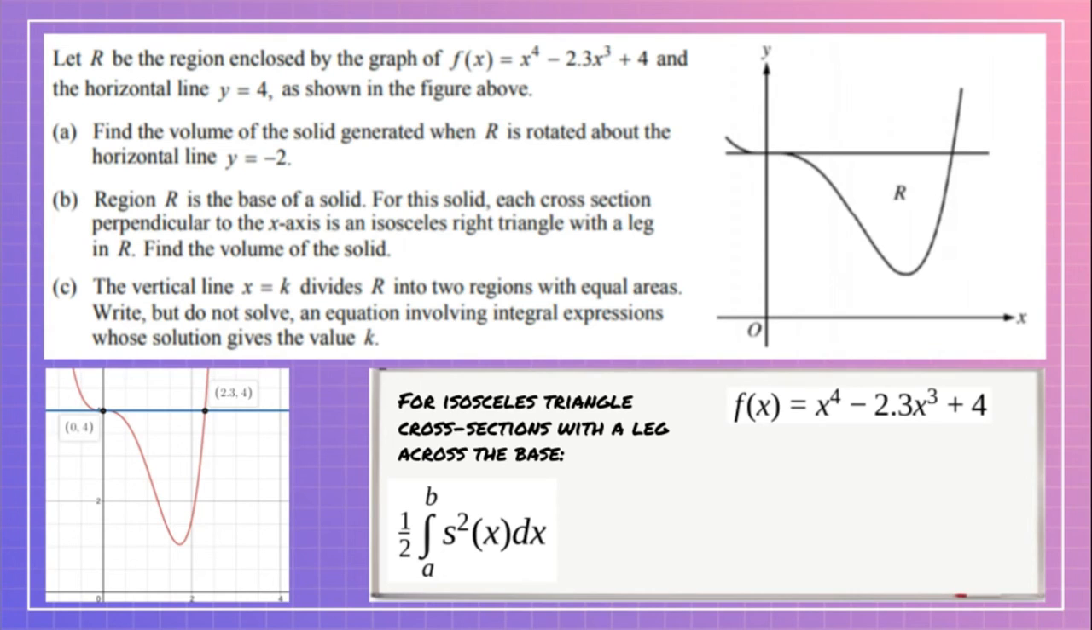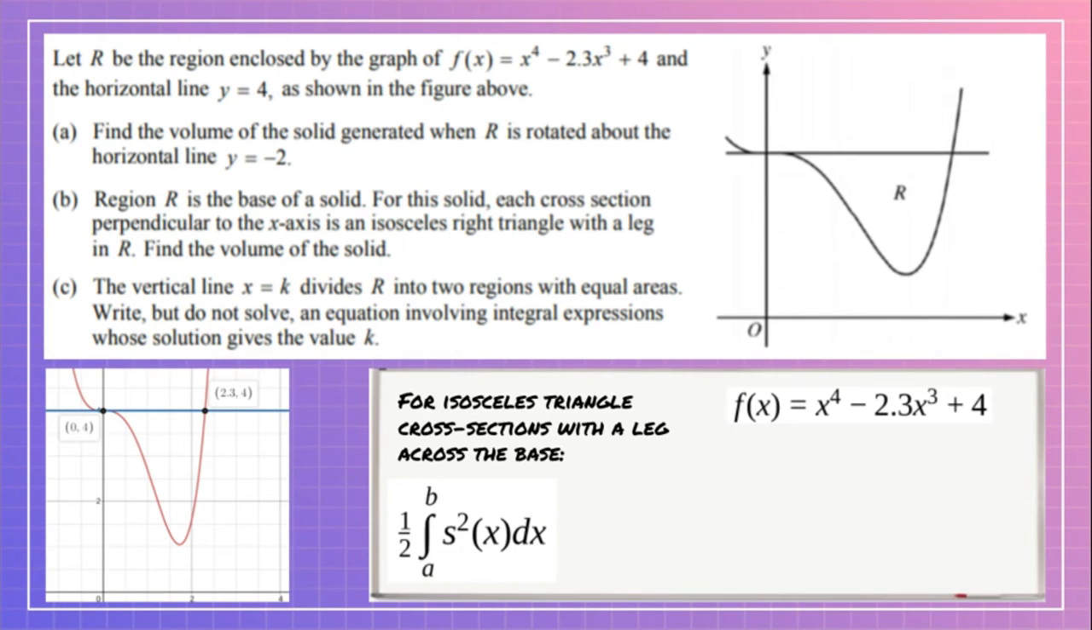Region R is the base of a solid. For this solid, each cross-section perpendicular to the x-axis is an isosceles right triangle with a leg in R. Find the volume of the solid. So we know which equation we're going to be using. We just have to plug in the right stuff.